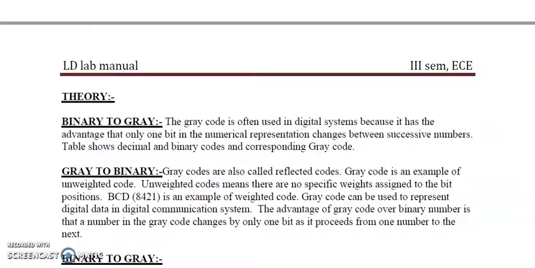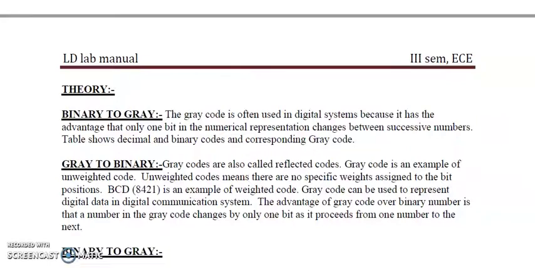Gray codes are also known as reflected codes. Gray code is an example of unweighted code. Unweighted codes means there are no specific weights assigned to the bit positions. BCD is an example of weighted code. Gray code can be used to represent digital data in digital communication systems. The advantage of gray code over binary is that a number in gray code changes by one bit as it proceeds from one number to the next.